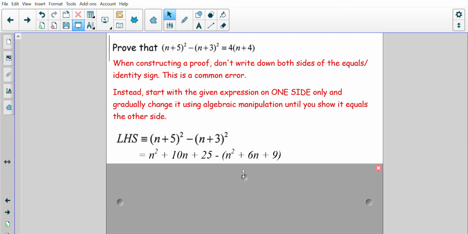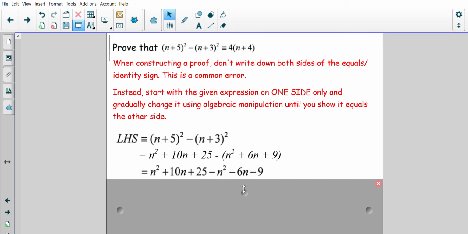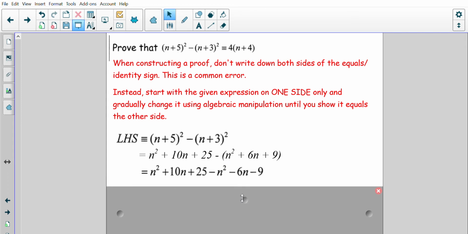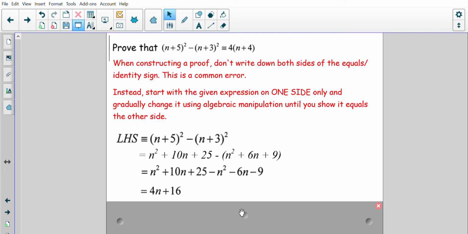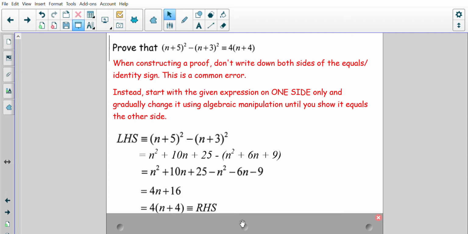So if we expand the brackets, now it's always a good idea, because of this minus sign here, to keep the expansion of n plus 3 squared in brackets. And then on the next line of working, take the brackets away and remember that this minus outside will change these two positives to a negative. And then if we simplify, we get 4n plus 16, which we can factorise, and then we can put equals the right-hand side at the end. And for this type of proof, this is in essence our proof statement, the fact that we've shown it equals the right-hand side.